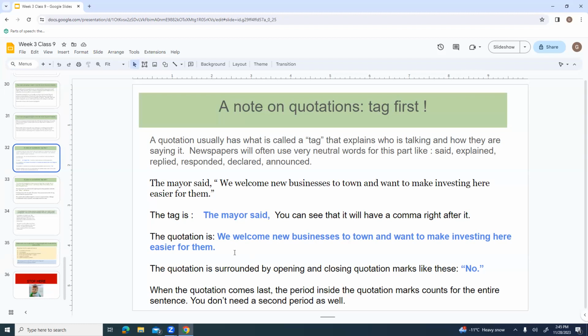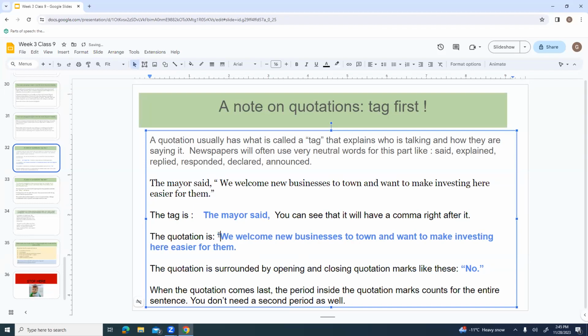And the quotation is surrounded by opening and closing quotation marks like these, right? If you were writing them, it looks like a little 66 and then like a little 99, okay? And you'd put them right here in front and then right here at the end, right? And I always picture two little cupped hands kind of holding the quote so you can see it.